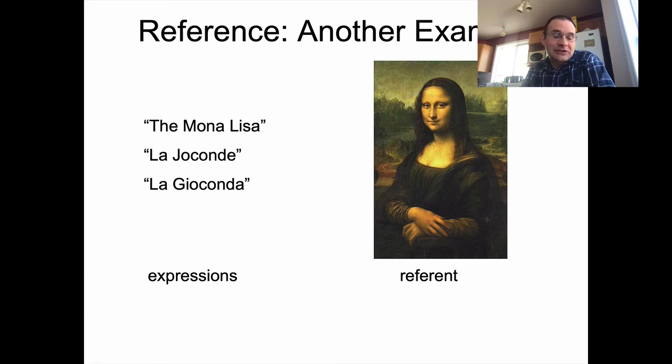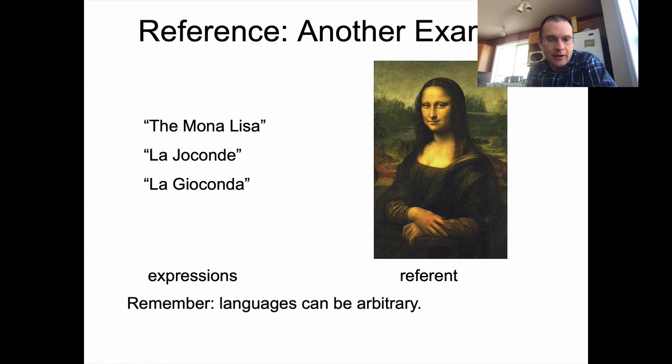For instance, and this also works across languages, right? So there's a painting in the Louvre over in Paris that was made by Da Vinci, however many hundred of years ago, and we call it the Mona Lisa. In French, it's called La Joconde. I believe in Italian, it's called La Gioconda, so on and so forth. These are all different referring expressions, and there's one thing in the real world that they refer to, and I hope you get the chance to see it someday.